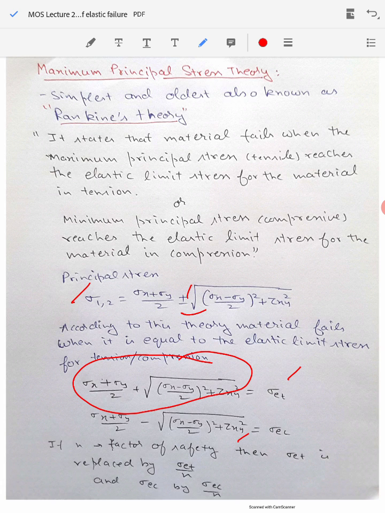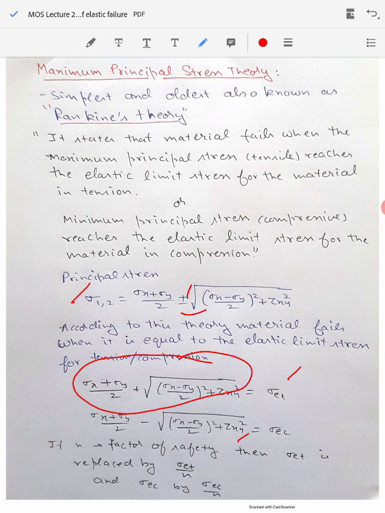Or if you are taking the minus sign, then if the value is equal to or greater than sigma ec, the component may fail. You must remember the discussion we had on the factor of safety in our first lectures. If you know the factor of safety of the problem, then the permissible value of stress is obtained by dividing sigma et by the factor of safety n.